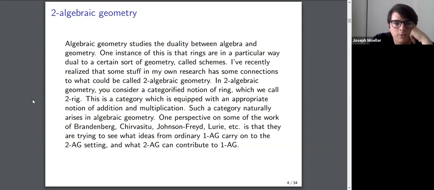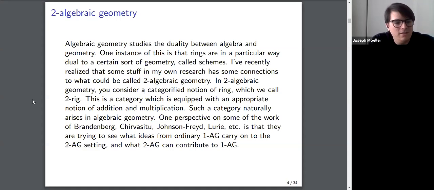and people doing that sometimes call it two algebraic geometry. And so in two algebraic geometry, instead of talking about rings, you talk about some categorified version of rings, which I like to call two rigs. I get that from John, and a lot of that work is trying to see how we can think about certain categories that arise naturally in algebraic geometry as themselves being like algebraic geometry.